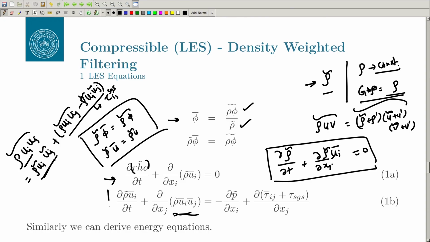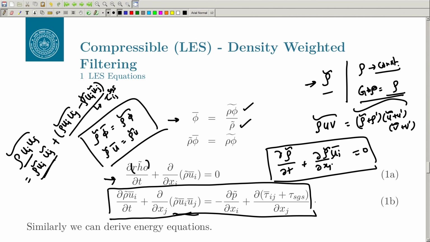So, this is how you can derive your compressible filtered equations. And similarly, you can derive the energy equations also; the idea remains the same. You can apply the filter, and wherever you have this multiplication of rho u, you take these three variables, you take rho u together and another variable, which may be E, or energy, or maybe enthalpy, or even the velocity. You can apply this and derive the energy equations.